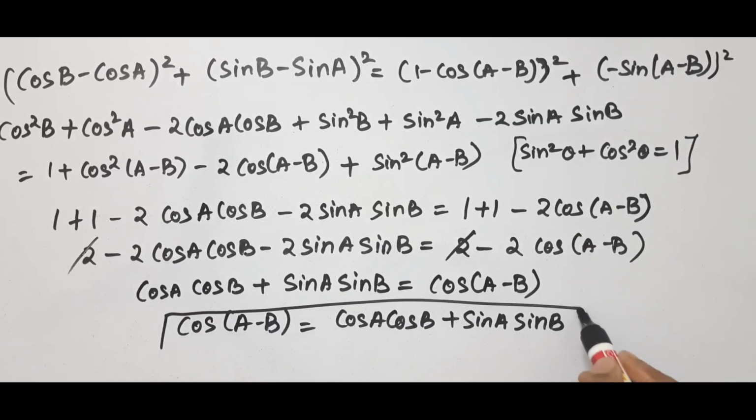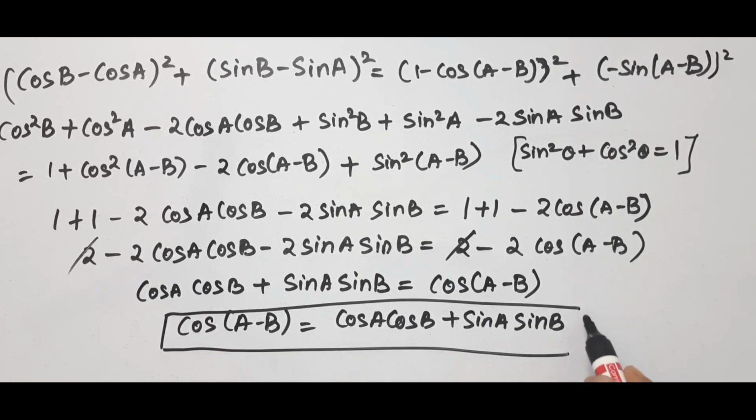This cosine of the difference of two angles, that is A minus B, is true for all angles A and B. That is, if you take any angle as A or any angle as B, you will get the same result. That is, cos of A minus B is equal to cos A cos B plus sin A sin B. Here there is a minus sign, here you will get plus.